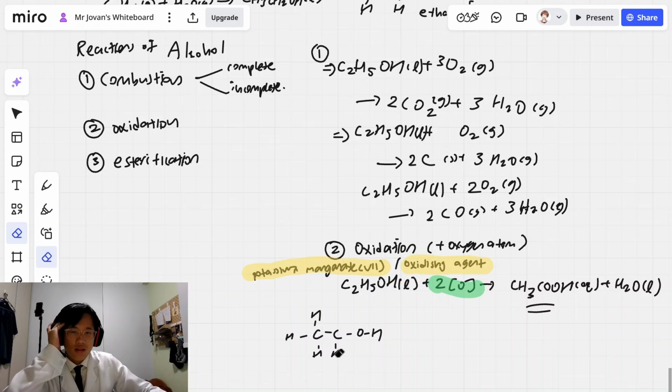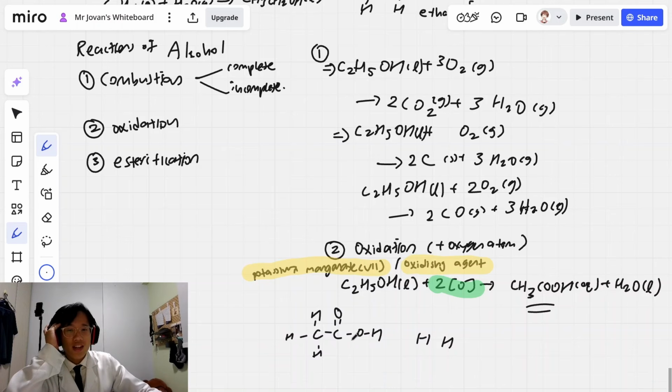Okay, remove. Okay, so I'll put it aside first. I remove, and then I add an O. Because this is a double bond, I need to make sure I have enough electrons to be shared. So I have to remove two of the hydrogens. They are connected to the carbon that is connected to the OH. And good, this is carboxylic acid.